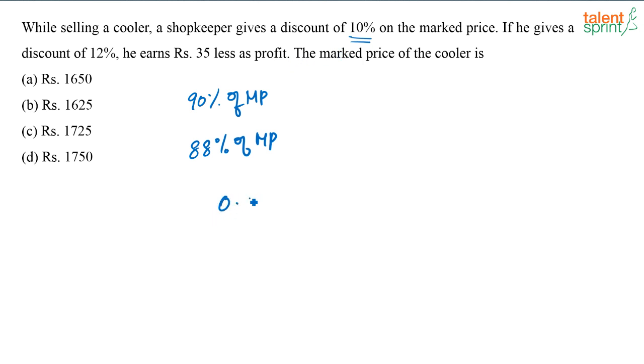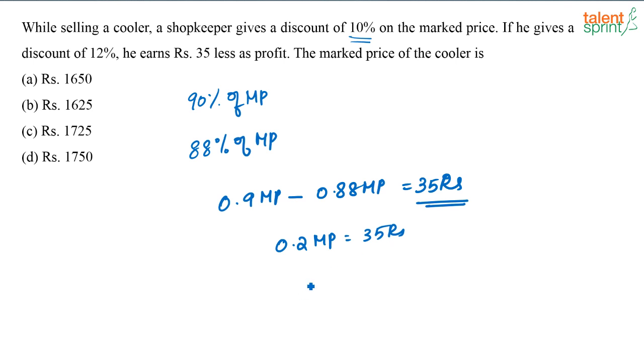So, I can say 0.9 MP minus 0.88 MP. See, this is my selling price earlier, this is my selling price now. When I am changing the selling price like this, what is happening? My profit is reducing by 35 rupees, or this difference is nothing but 35 rupees. Or I can say that 0.2 marked price is 35 rupees. So what is the marked price? Marked price is nothing but 35 divided by 0.2, or that is nothing but 35 into 100 by 2, which is 1750 rupees.